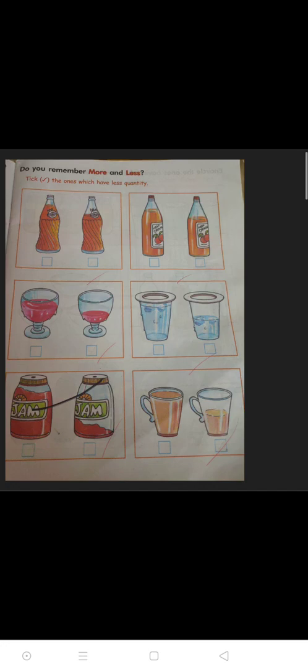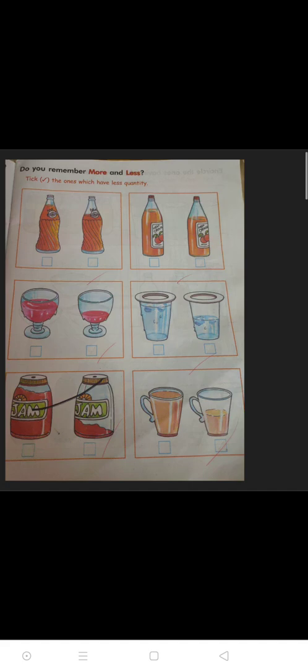Now take the correct ones which have less quantity. See children here, look at 2 Mirinda bottles. The first one is having more quantity and the second one is having less quantity. So you put tick mark in the second box. Yes children.